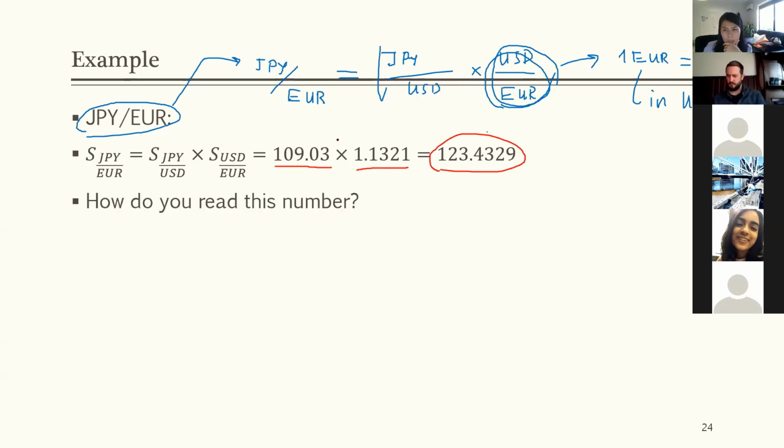So what does this number mean? It tells me how much 1 euro is worth in the Japanese yen.